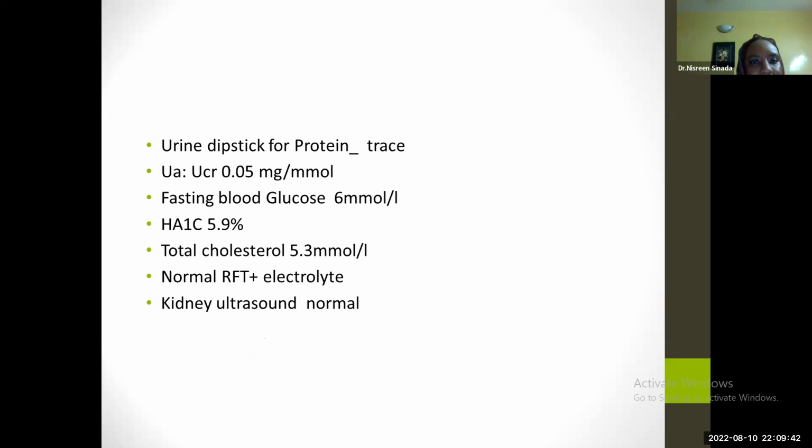Our workup will be the urine dipstick for protein, urine protein creatinine ratio is non-nephrotic range proteinuria, fasting blood glucose is 6 millimole, and hemoglobin A1C is 5.9, pre-diabetic, and the total cholesterol is high, normal renal function test and electrolytes, and kidney ultrasound is normal. So this is a patient with metabolic syndrome, and we go with all the conservative measures of weight reduction and DASH diet, but we should start treatment because this is a patient with stage 2 hypertension. As we said, when to start treatment.